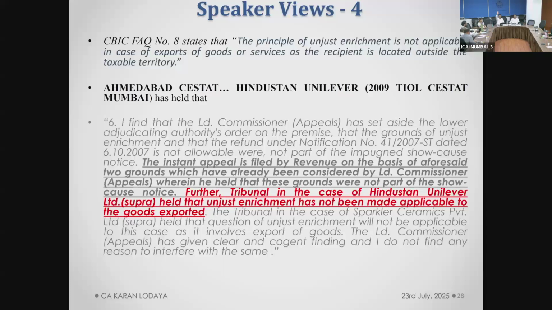Correct. So there is one judgment of the old regime where they specifically stated, in the case of Hindustan Lever, that unjust enrichment has not been made applicable to export of goods. So this is an old judgment. Same, identical, sir. Identical, 11B is identical.